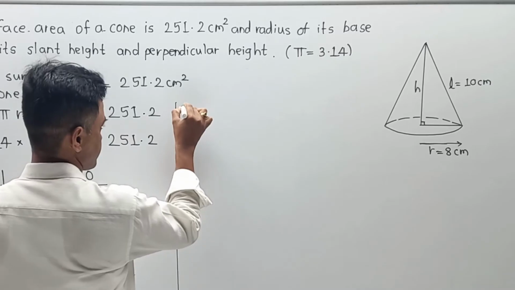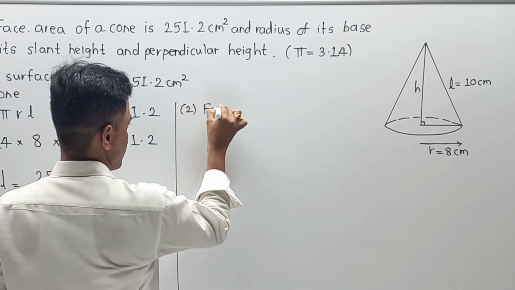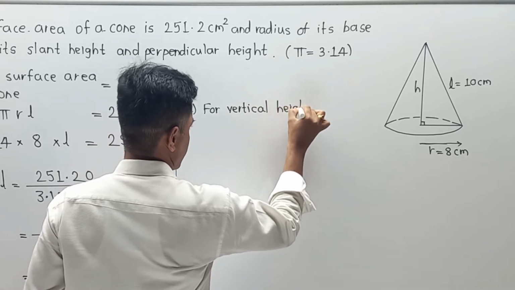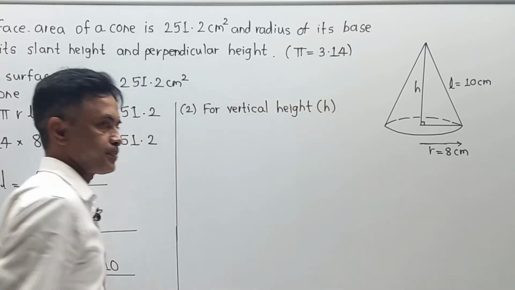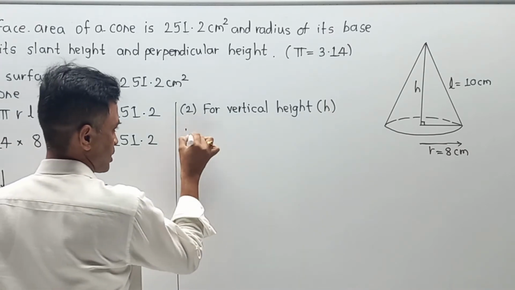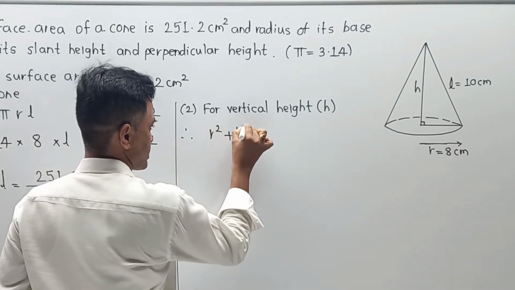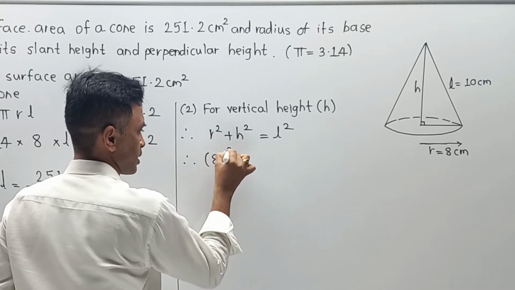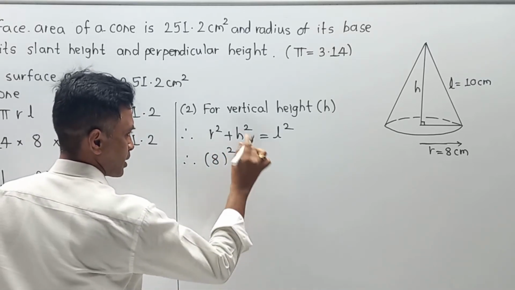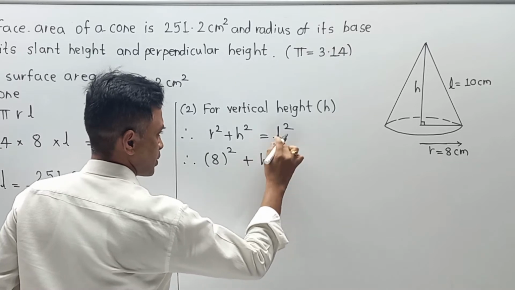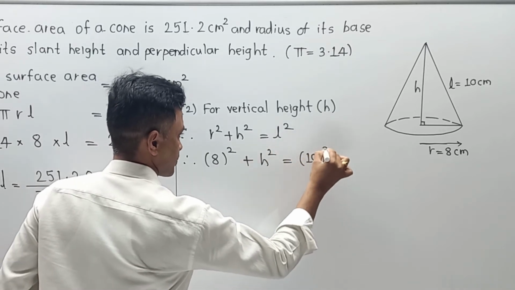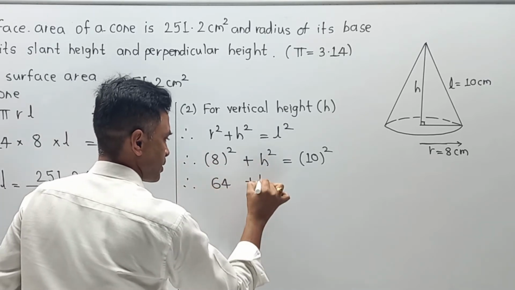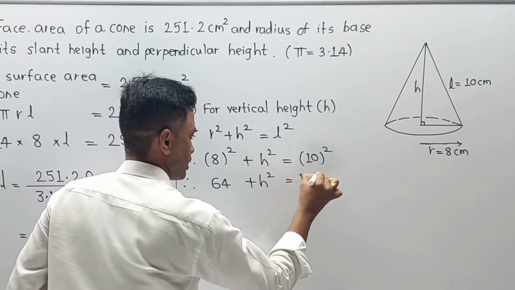So second part, for vertical height, and that is nothing but h, and the part is r square plus h square is equal to L square. Now r, that is 8 square, plus h square, that we are supposed to calculate, is equal to L square, means 10 square. Here 8 square is 64 plus h square is equal to 100.